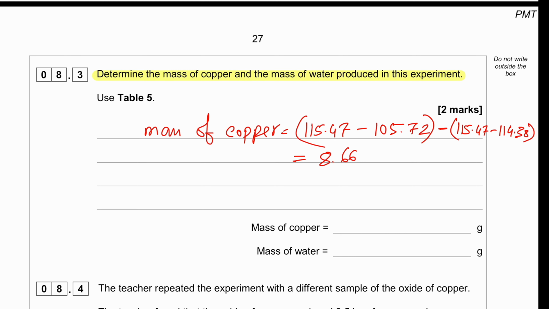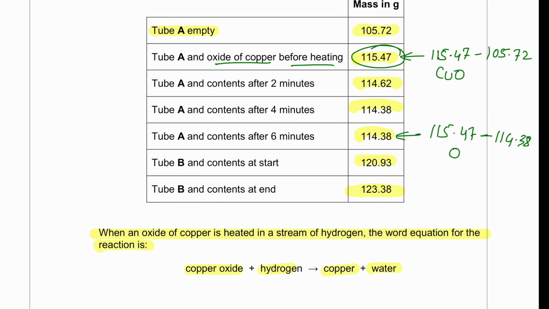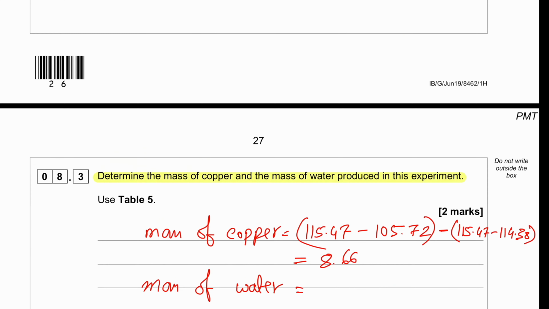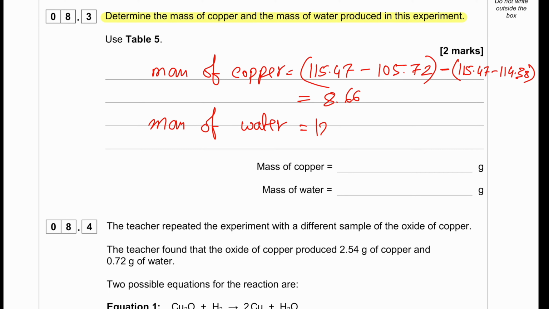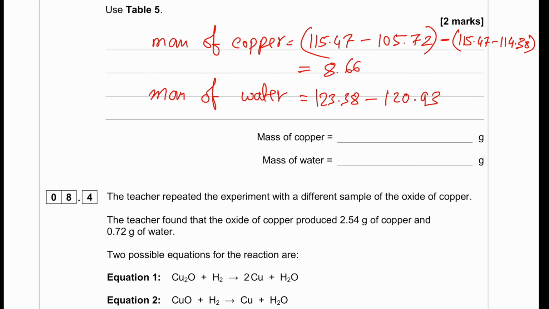And guys, if we want to find the mass of water, it's going to be a little bit simpler. Tube B at the start is 120.93, and tube B at the end is 123.38. So 123.38 minus 120.93. Guys, this will give us the mass of the water. So the mass of the water is 2.45 gram.